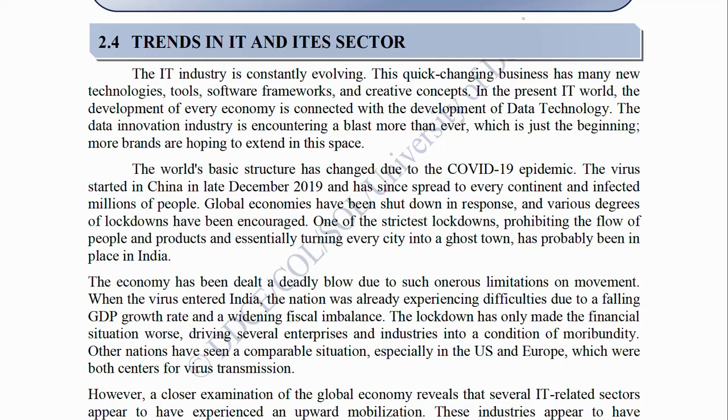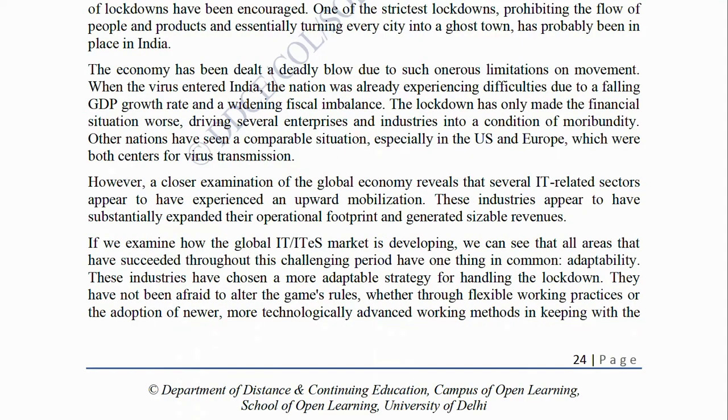The world's basic structure has changed due to the COVID-19 epidemic. The virus started in China in late December 2019 and has since spread to every continent and infected millions of people. Global economies have been shut down in response and various degrees of lockdown have been encouraged. One of the strictest lockdowns, prohibiting the flow of people and products and essentially turning every city into a ghost town, has probably been placed in India. The economy has been dealt a deadly blow due to such onerous limitation on movement.